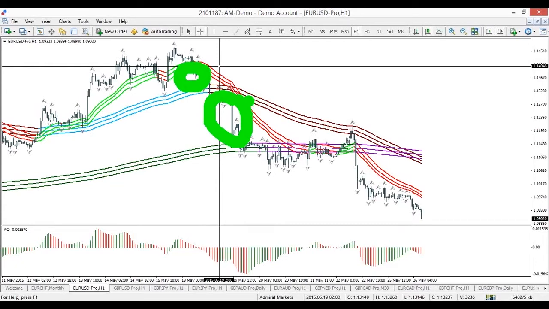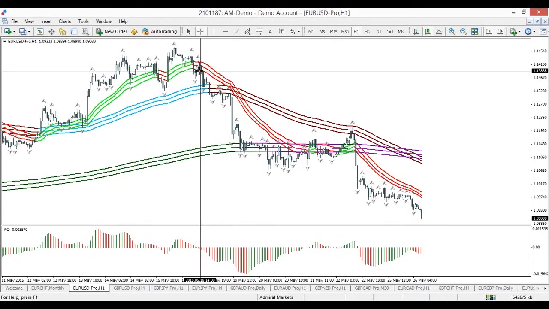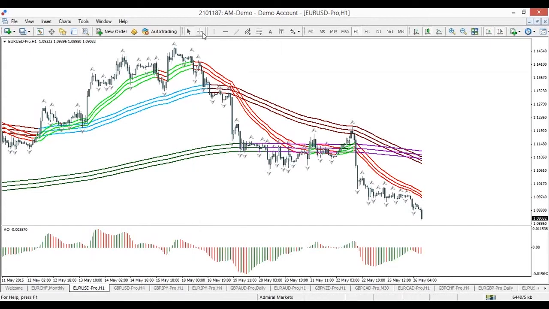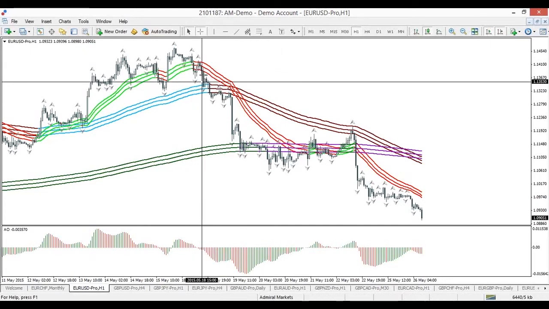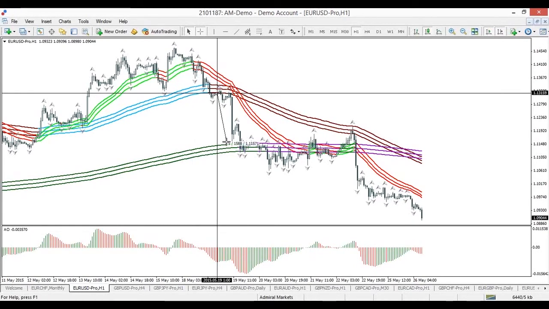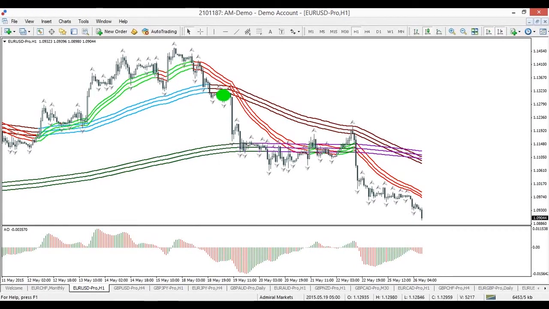I wouldn't be too keen on trading it if there's less than 50 pips, or let's say between 50 and 100 is okay. More than 100 is better. This was a gap of 55, so it's a bit on the tight side. This was a gap of 160, so this obviously is easier to trade.